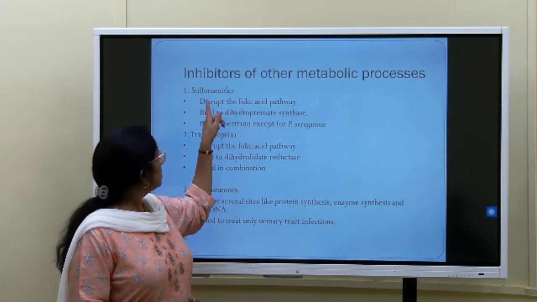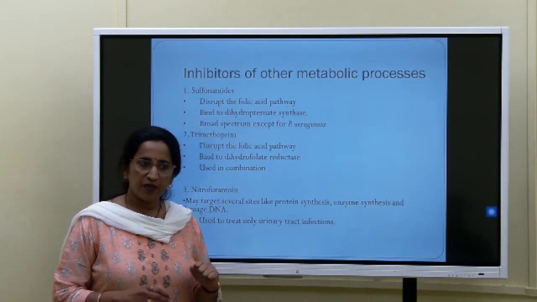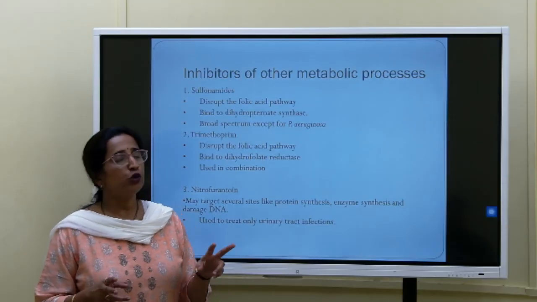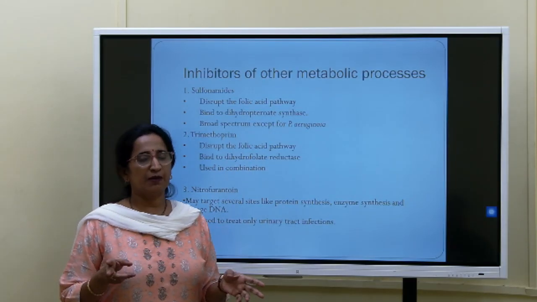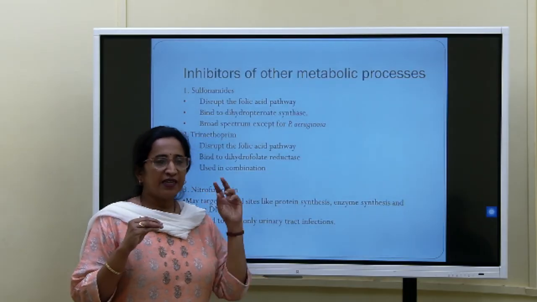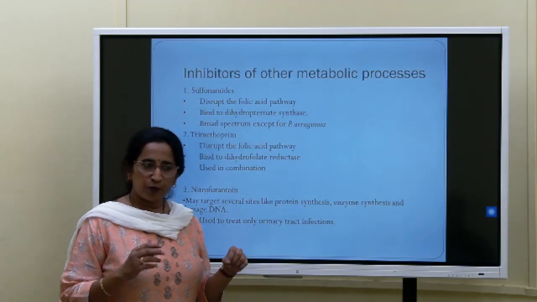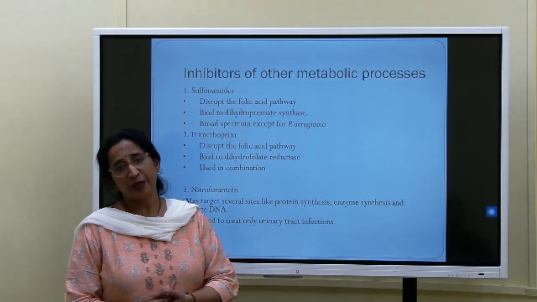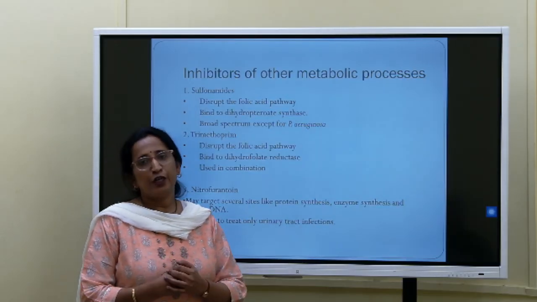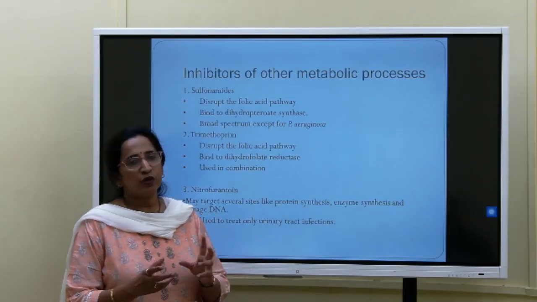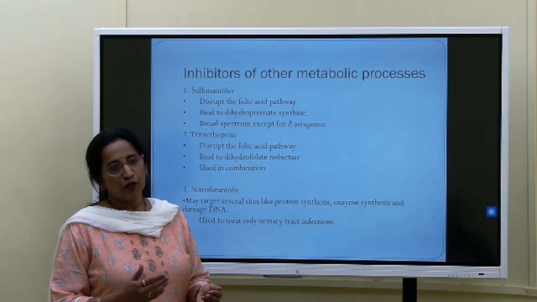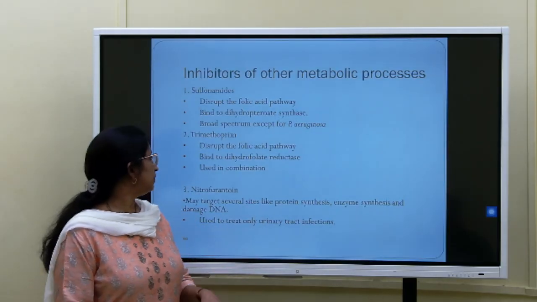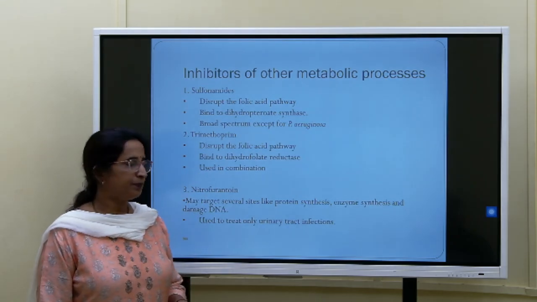So both these sulfonamides and trimethoprim act on the same pathway, that is folic acid synthesis, but both of them bind to two different enzymes. So both these antibiotics, sulfonamide and trimethoprim, are always used in combination to get the best action against bacteria that they are trying to treat. So both these antibiotics work in synergism with each other. They are affecting the same pathway by inhibiting two different enzymes. So they are always used in combination.